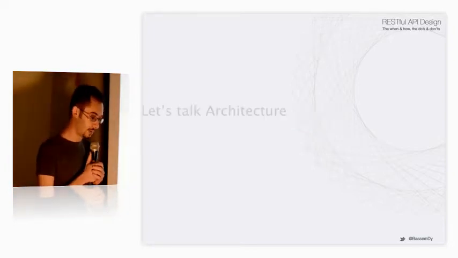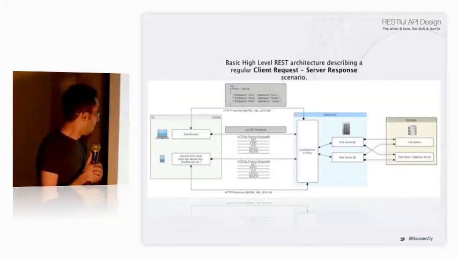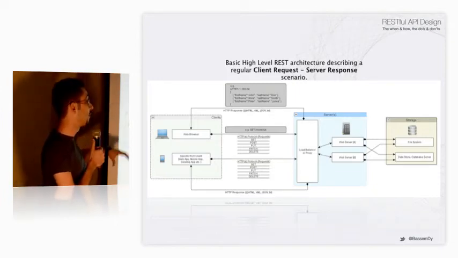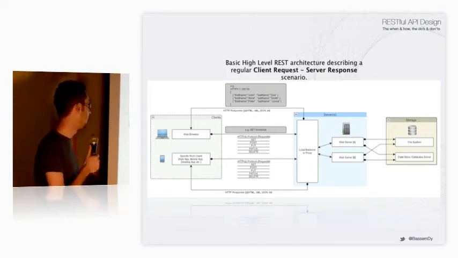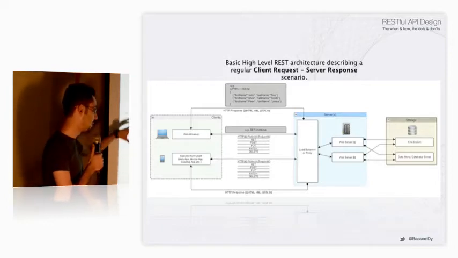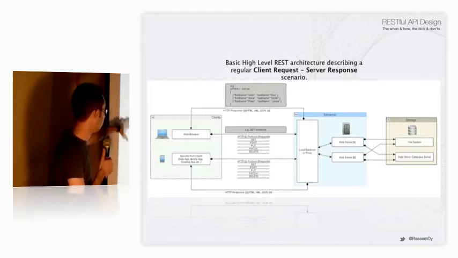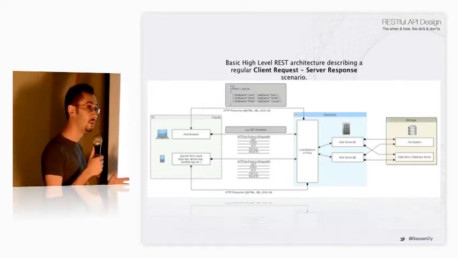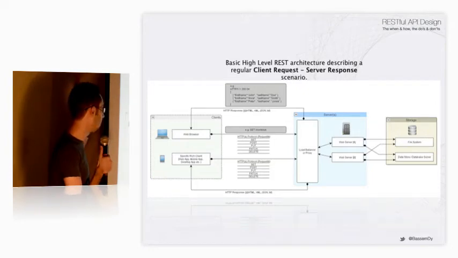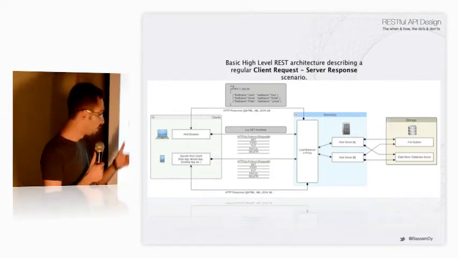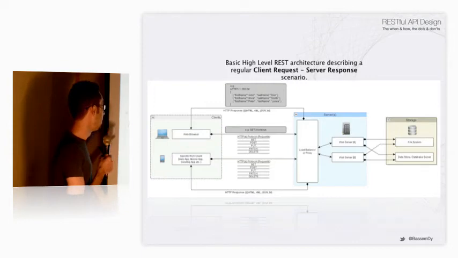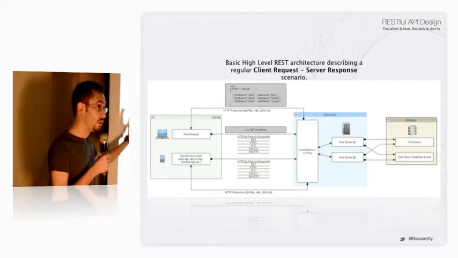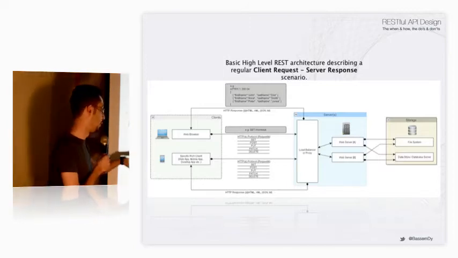So let's talk a bit about the architecture. As you can see here, this is a basic high-level REST architecture describing a regular client request and server response scenario. Sorry about the resolution, but I'm going to go through it a bit. On this side, we have the clients. The client can be a regular web browser, a mobile application, or any form of web-based hardware or software or an application. I'm sure most of you who worked with web development before know this already, so we're going to go through it really quickly.